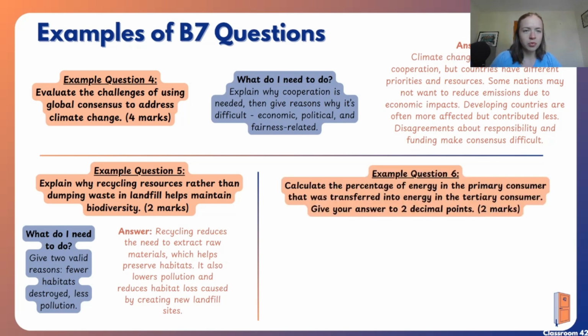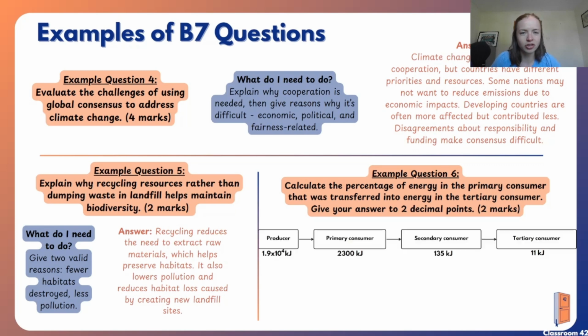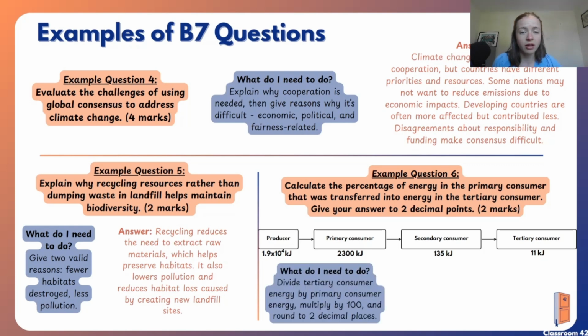And then finally, a final question we've got to cover with B7 is calculating the percentage of energy in the primary consumer that was transferred into the energy of the tertiary consumer in this diagram here, and give your answer to 2 decimal points. So this is a triple science only topic, but again, I think for combined students it's really important just to have that recap of how we're extracting information from a figure to produce our answer.